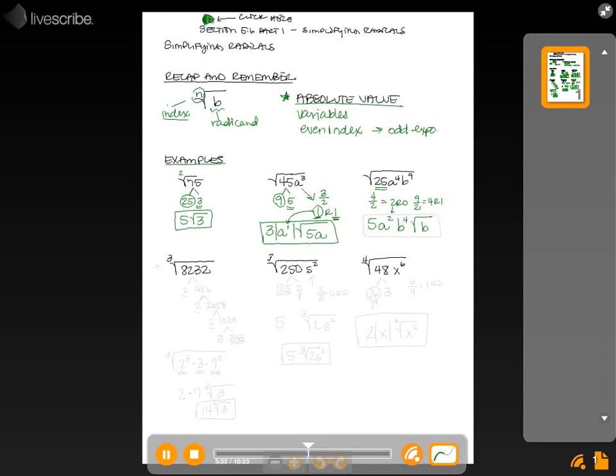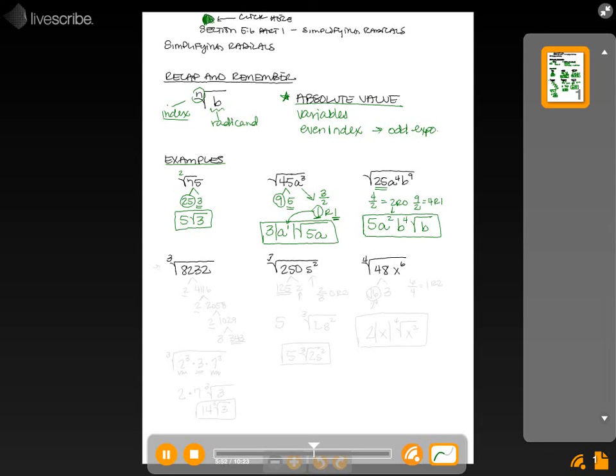Now we have to check for absolute value signs. We do not need absolute values here because we have an even index and both exponents are even. One's a 2, one's a 4, so we don't have to worry about absolute values in this case. Okay? So those are the first three examples. Those are using square roots. That should be something you're vaguely familiar with.